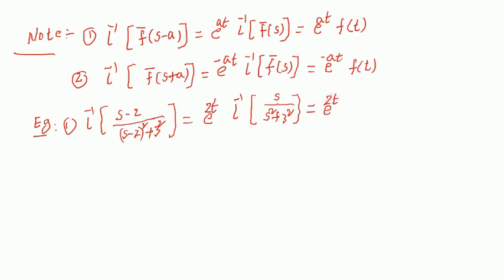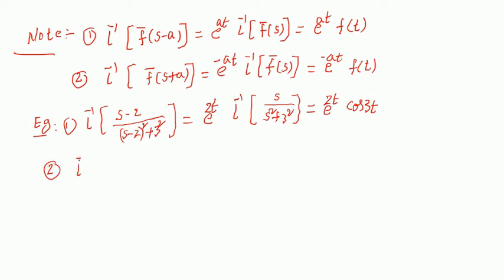Now this is of the form s by s square plus a square. So L inverse of s by s square plus a square is nothing but cos at. Cos at means, what is the value of a? 3. So you can write cos 3t. Right.